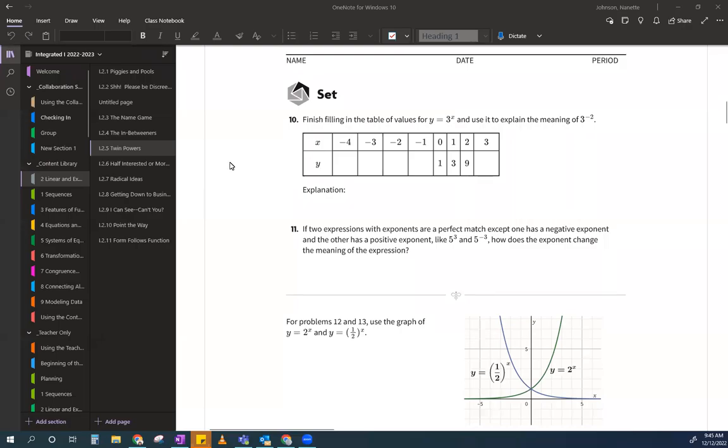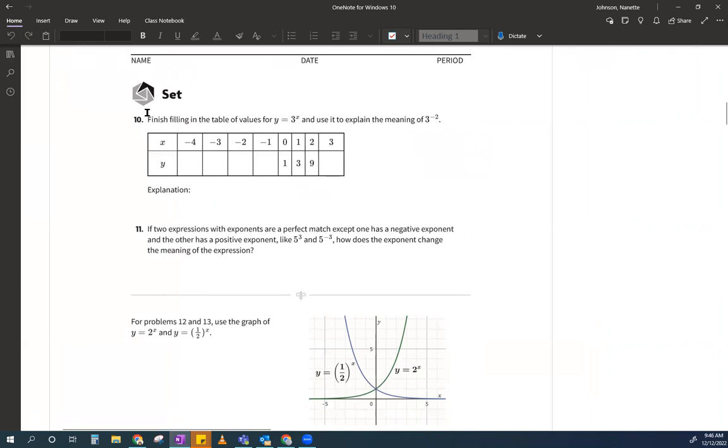So we're going to get into some math explanations of negative exponents. We're in 2.5, Ready, Set, Go, number 10 and number 11. It says finish filling in the table of values for y equals 3 to the x and use it to explain the meaning of 3 to the negative second.